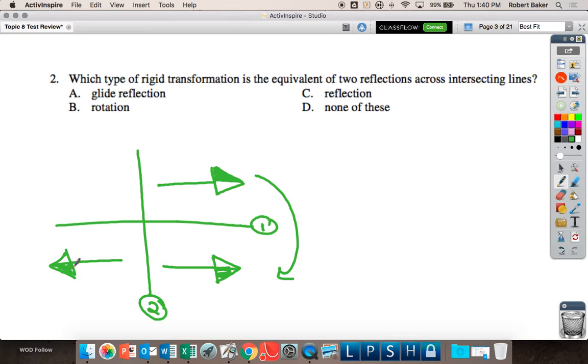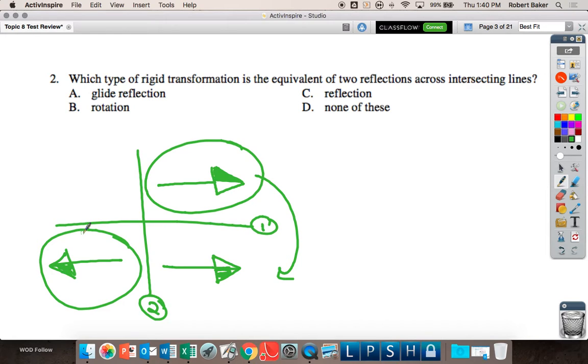The only thing I'm interested in is what is the relationship between the resulting figure? Is it a glide reflection? No. Is it a reflection? No. Is it a rotation? Yes. So when you reflect something over intersecting lines, it is a rotation. Sorry, I did too much work there.